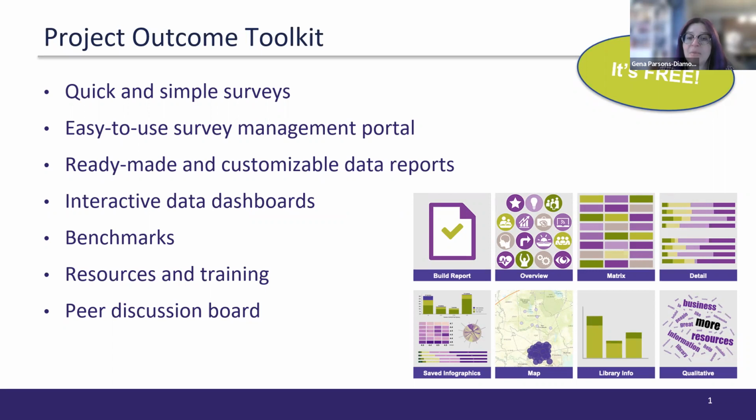And additionally, we have all the resources and training materials you need to help libraries engage in the outcome measurement process. We also provide a peer discussion board where you can ask questions and share examples of what works or doesn't work for your library. This combination of ready-to-go surveys and easy-to-use tools really helps library staff save time and energy in planning their data collection, leaving more time for decision-making and advocacy once the results are in.